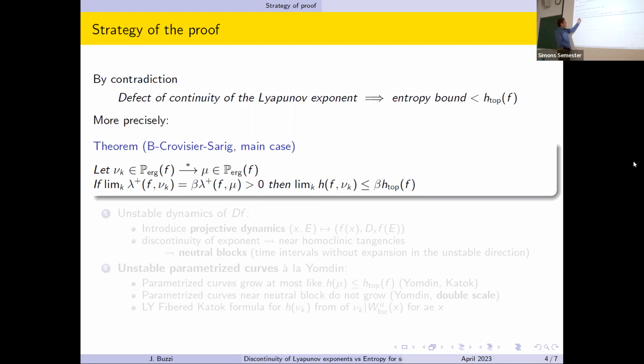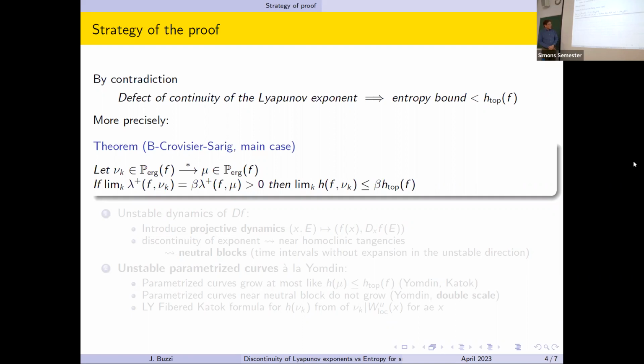We are going to say that if the limit of the Lyapunov exponent is equal to some number beta times the exponent of the limiting measure, upper semi-continuity tells us that beta is less than 1, and these numbers are positive, then we can bound the entropy of the measure nu k by beta times the topological entropy. So if I know that this limit is equal to the topological entropy, then beta must be equal to 1, and I have my result. This is the way we think about it: if we have a failure of continuity of the exponent, it gives us a non-trivial bound on the entropy of the measures nu k.